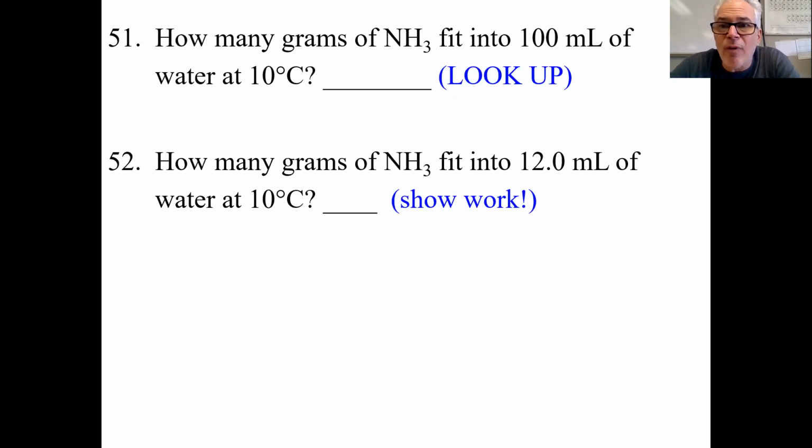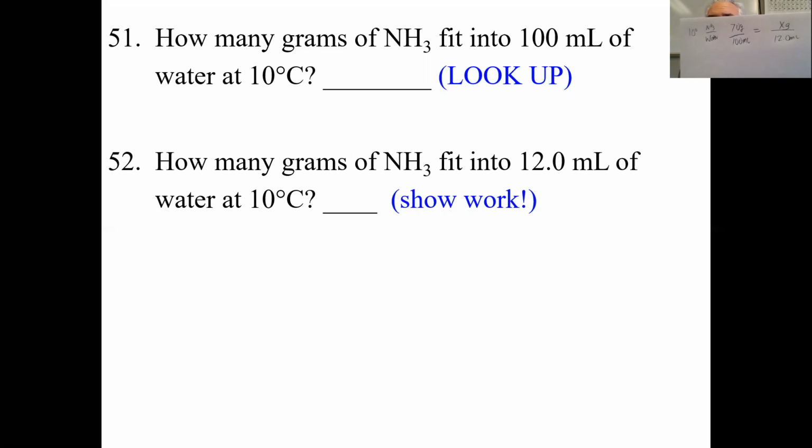So 70 grams of, let me show you how to do this, right? 10 degrees, NH3 into water, and we get 70 grams in 100 mLs. That's our starting point, right? That's where we're going to start. We only have 12 mLs in this crazy little solution, 12.0 mLs, x grams. Here's the math setup.